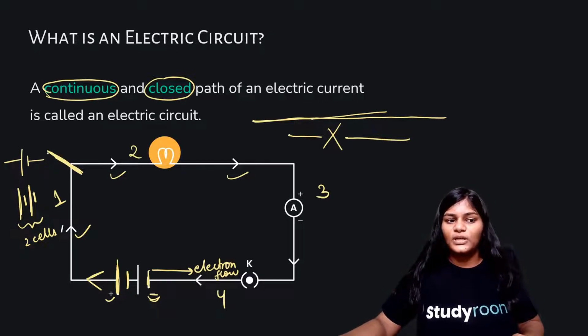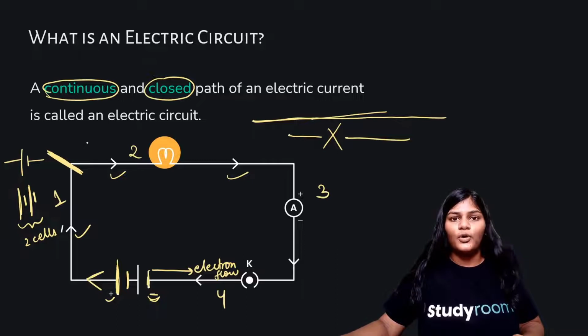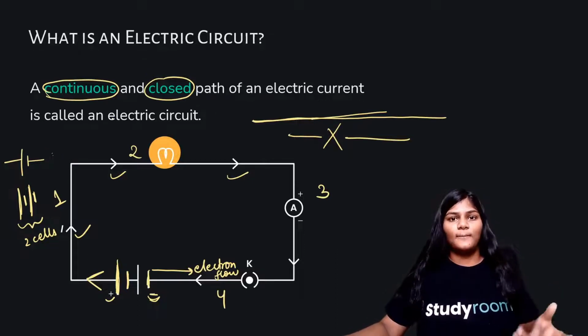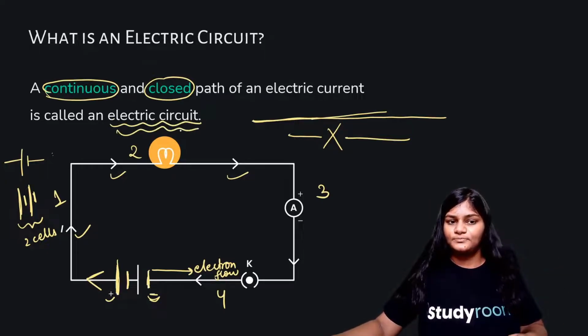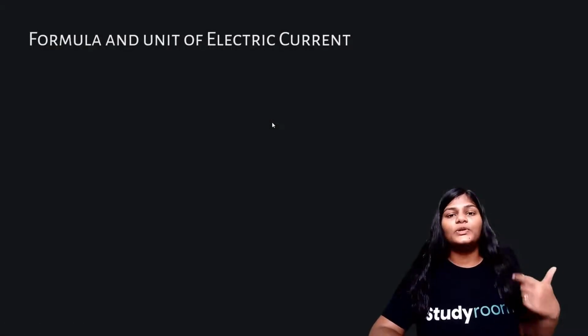If this 1 and 2 are disconnected here, will current flow? Current will not flow. So a closed and continuous path for electric current is known as an electric circuit. Okay, great. Moving on. The formula and unit of electric current.